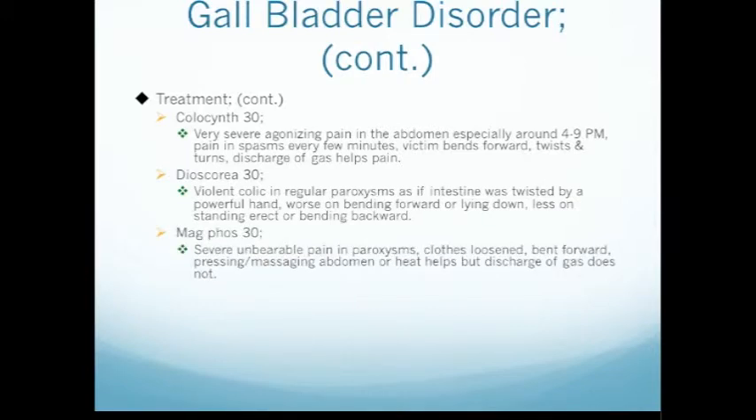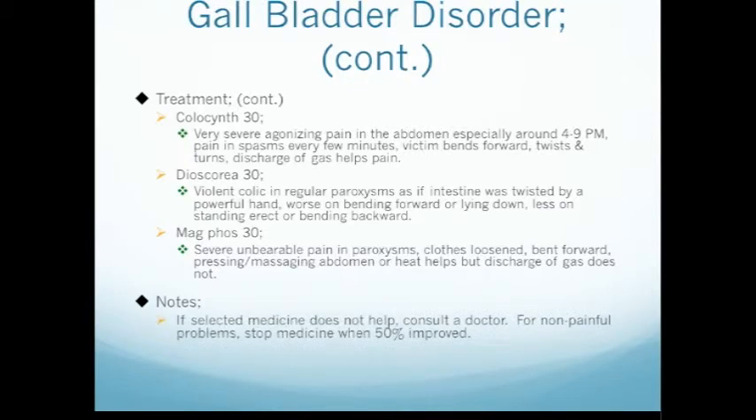Magphos 30 is good for severe, unbearable pain that comes in paroxysms. The clothes will be loosened, the patient will bend forward, pressing and massaging the abdomen. Heat will help, but discharge of gas does not seem to help. If the selected remedy does not help, please consult a physician. For non-painful problems, stop the medicine when the patient is about 50% improved.